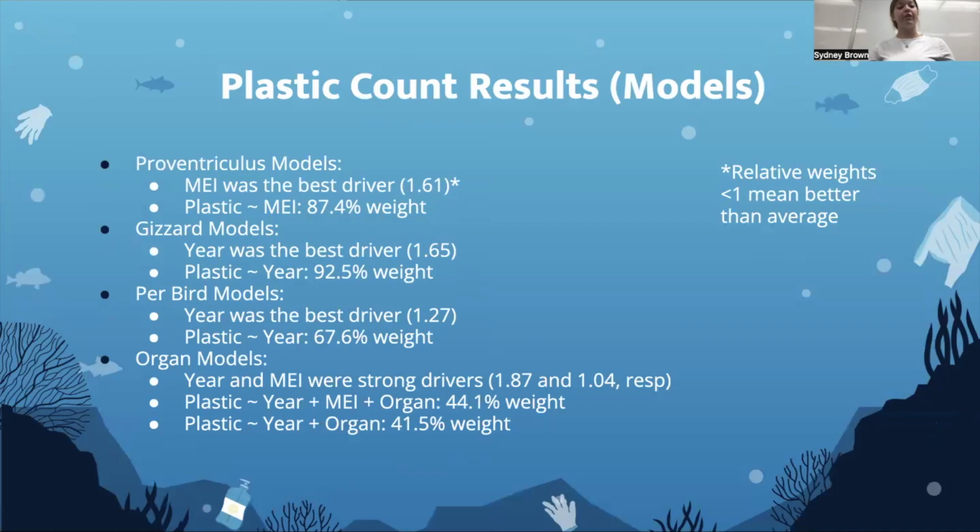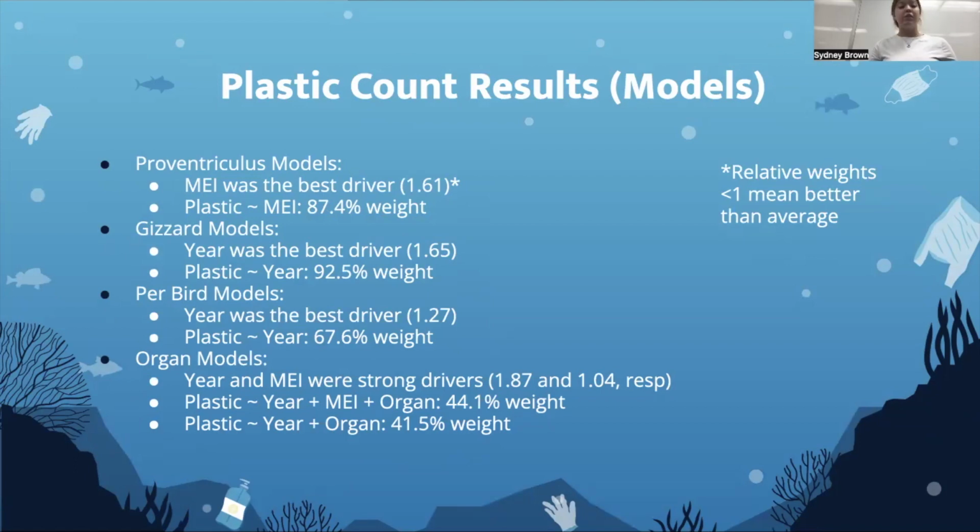In regards to the proventriculus, MEI was actually the best driving predictor, with a relative weight of 1.61. And for reference, a value greater than 1 means that the models with that parameter performed better than the average model in the set of models I looked at. And this is supported by the fact that the simplest model, plastic as a function of MEI, had the highest model weight, showing that that model was the best out of all the proventriculus models.